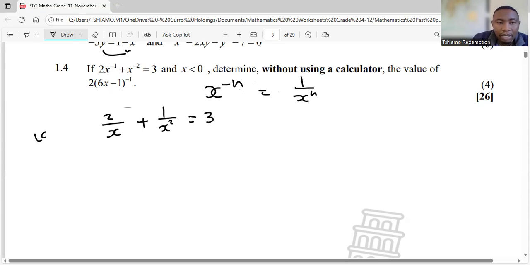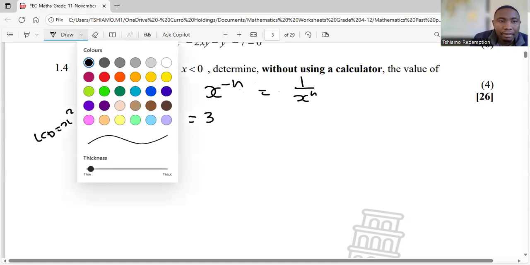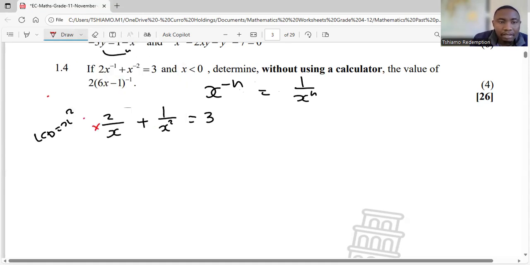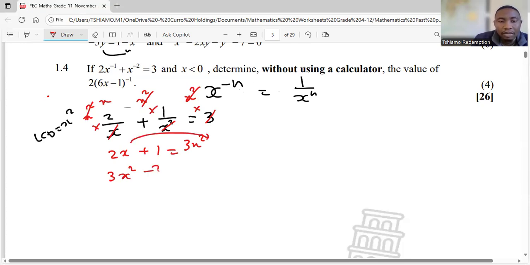And then I'm going to multiply by the LCD, which is x squared, meaning multiply everything by the LCD, x squared. I'm left with x times 2 becomes 2x plus that, and that goes away, and that becomes 3x squared. So I have 3x squared. This 2 goes to the other side. They become both negative.